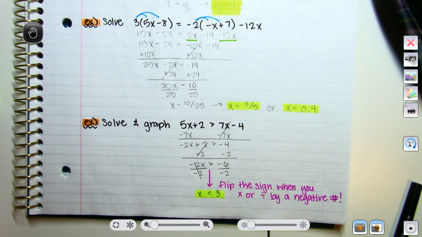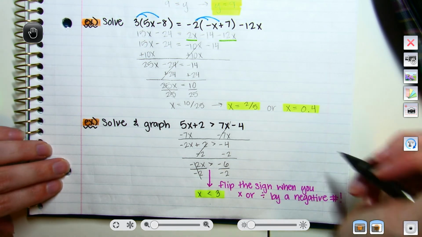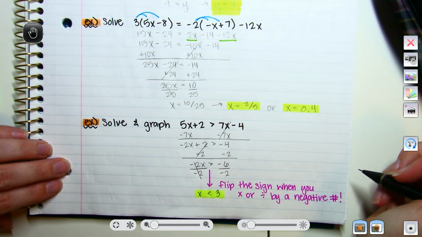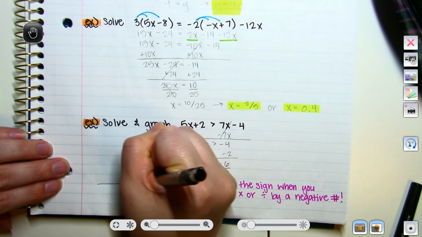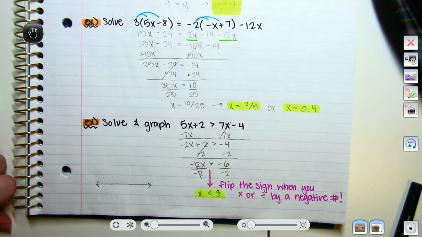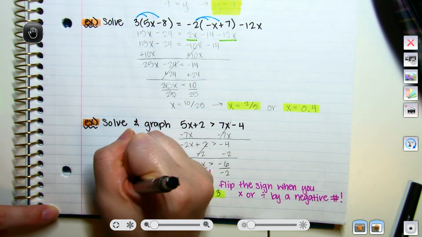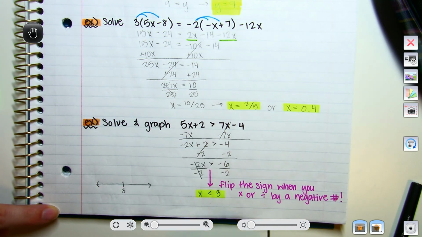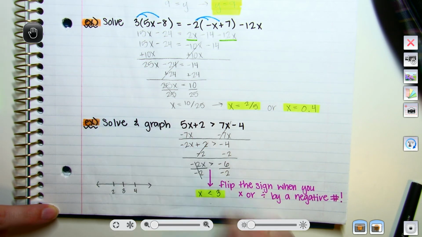All right, now I want to graph this. So I'm just going to draw a quick little number line. Draw it over here. Now I'm not real picky about the number lines. You don't need to put tons of numbers on this. I'm going to put the number I'm actually using, which is 3. And I'm going to put one number to the left and one number to the right.